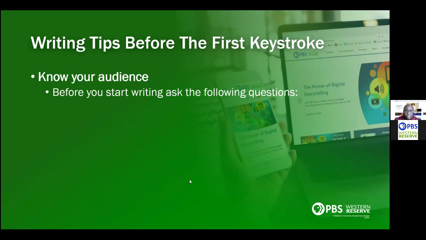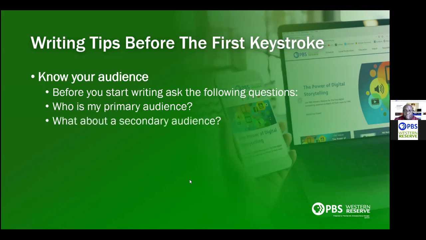Before you start writing, ask the following questions. Who is my primary audience? What about a secondary audience? These are the people that your primary audience may share this with, or who may not be connected to you. Why is your content important to your audience?